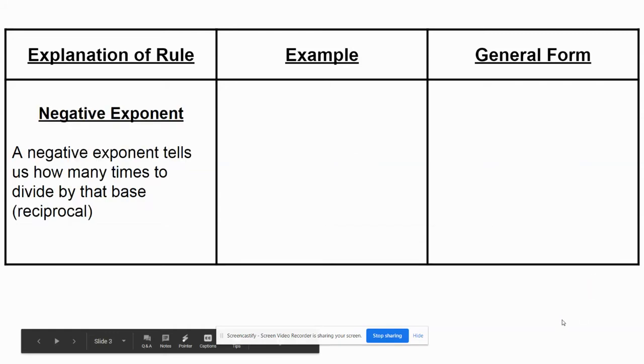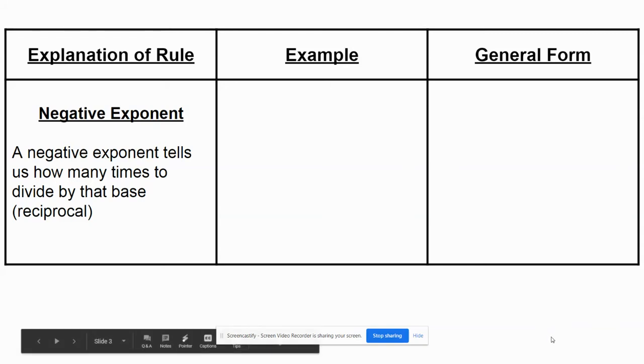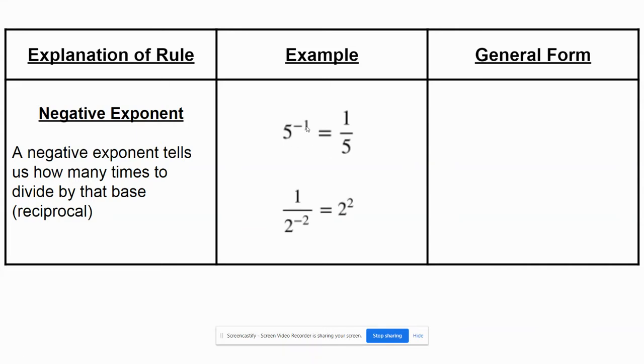Our next rule is the negative exponent rule. A negative exponent tells us how many times to divide by that base. That means we're doing the reciprocal. So we're going to end up seeing some fractions, y'all. So for example, if I have 5 to the power of negative 1, well, this is 5 over 1. So 5 is going to go down to the denominator. On the flip side, if I have something in the denominator, that's going to go to the other part of the fraction and become 2 to the power of positive 2.